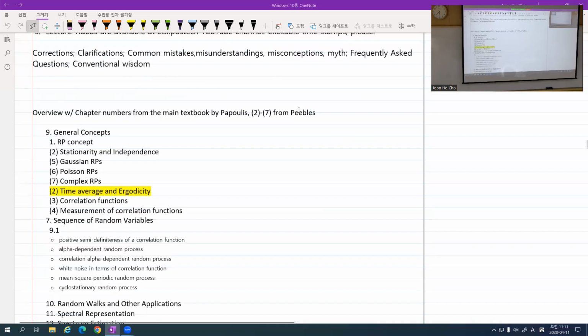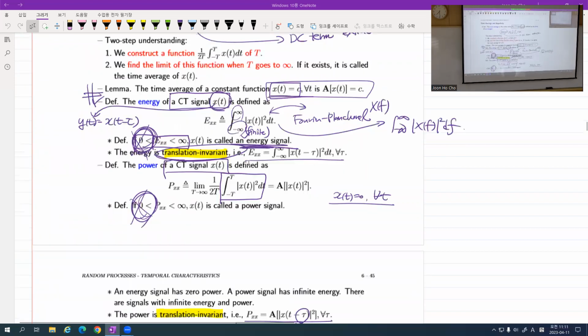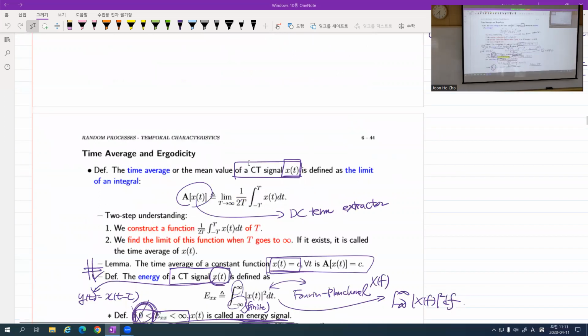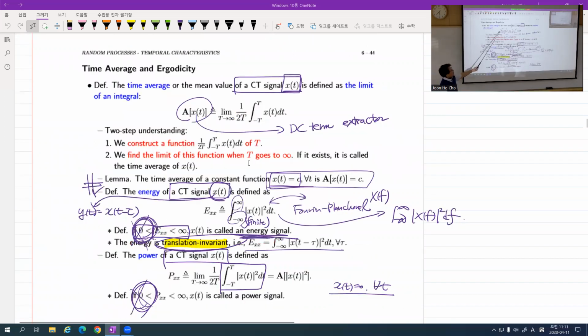We started this new topic, time average. So let's see what it was. We first started to define the average of a deterministic signal. Okay, so the average over a deterministic signal.